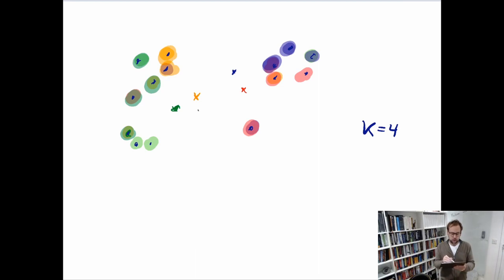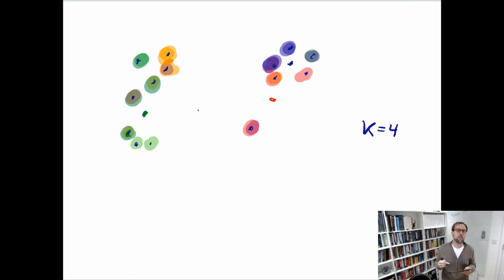So now I get rid of my old centroids and say, let's just compute the new centroid. So the kind of center of mass of all the green points is here. The center of mass of all the yellow points is here. The center of mass of all the red points is here. And the center of mass of all the blue points is here, basically, roughly speaking.